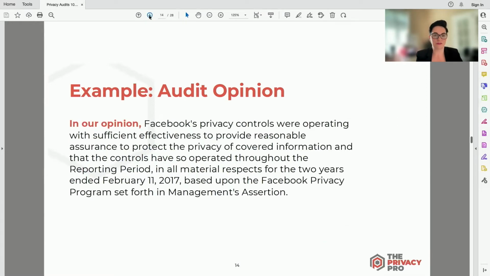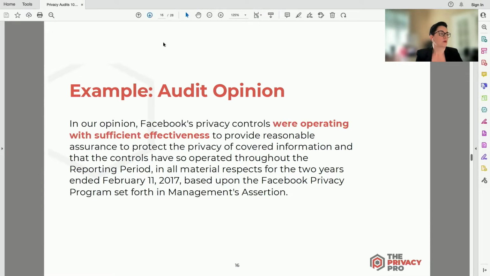So let's go slow. In our opinion, in this case, PwC is the auditor. As part of the FTC settlement, Facebook had to hire a qualified independent auditor, and that's what PwC is. Facebook's privacy controls. These are mostly redacted, but we do have some controls related to third-party developers, and I'm going to show you those in just a moment. We're operating with sufficient effectiveness.